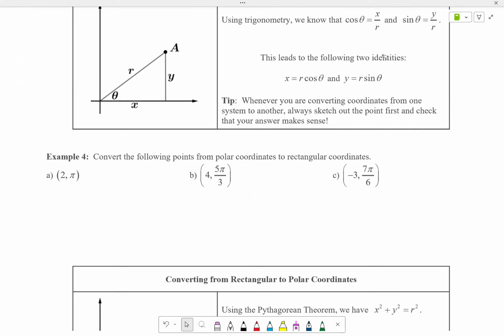Going from polar to rectangular, just look at any of these. If you look at this, that's a direction more than anything else. That's a theta. That's a direction. That's a direction. Our common theta.